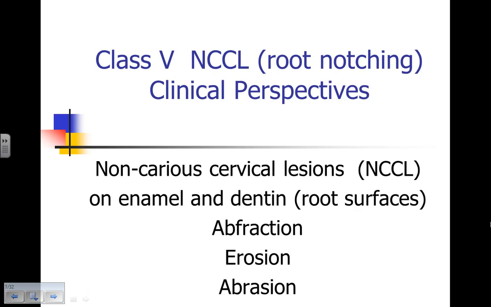We're going to be focusing in on clinical perspectives of the Class 5 non-carious cervical lesions. Patients know it as root notching. They can feel it with the fingernail of their finger. When they smile, they can see that as the enamel crown ends right around the gingival line, there's a notch of the tooth. And we can classify these non-carious cervical lesions on enamel and dentin on root surfaces as abfraction, erosion, and abrasion.